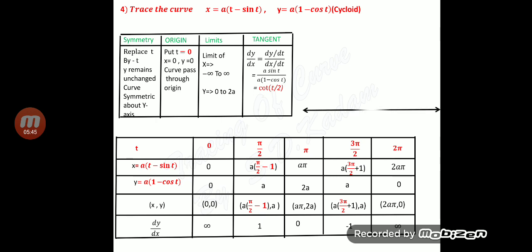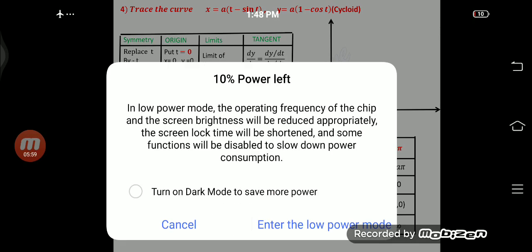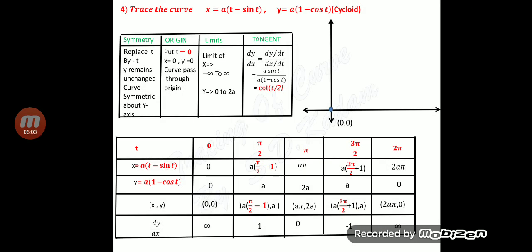Let's draw the curve now. This is the x-axis, y-axis. Consider the origin (0, 0). Our first point is (0, 0), therefore this is my first point. We have to trace only three finite points: first, third and fifth. Okay, this is (a pi, 2a). Mark this point. Next, it is (2a pi, 0), which is on the x-axis.